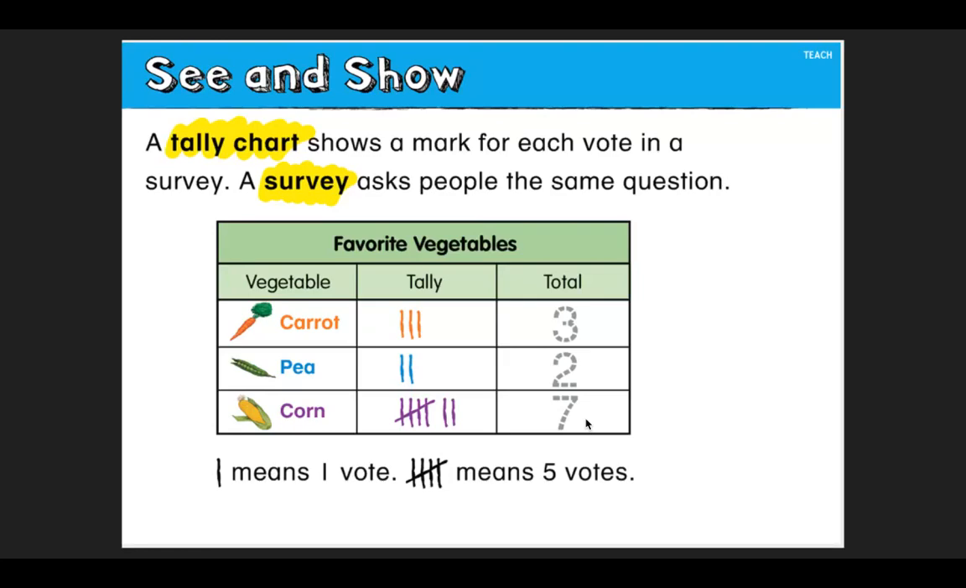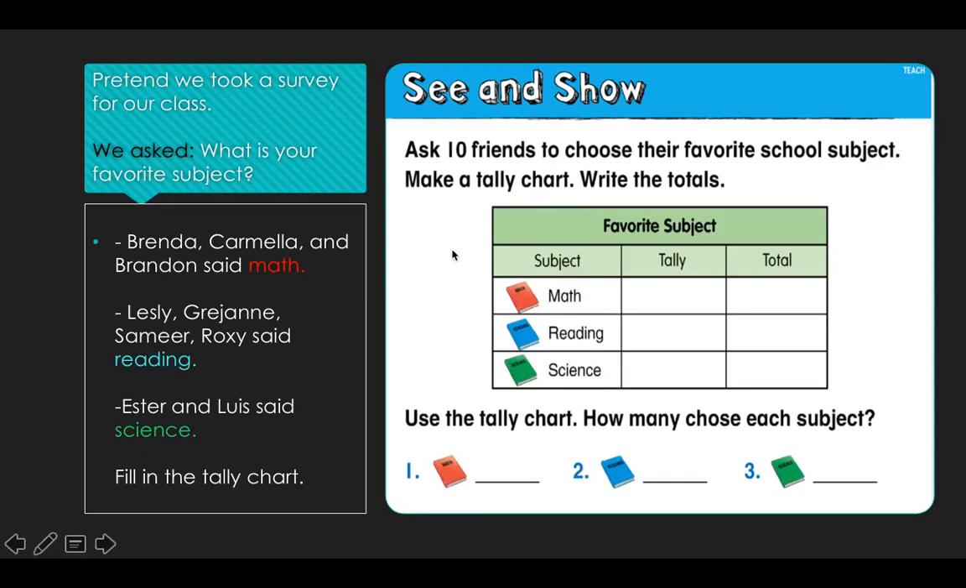Now we are going to take the information that we learned to create our own tally chart. Now, pretend we took a survey for our own class. We asked, what is your favorite subject? And we asked that question to 10 students in our class. Here's the data we collected.